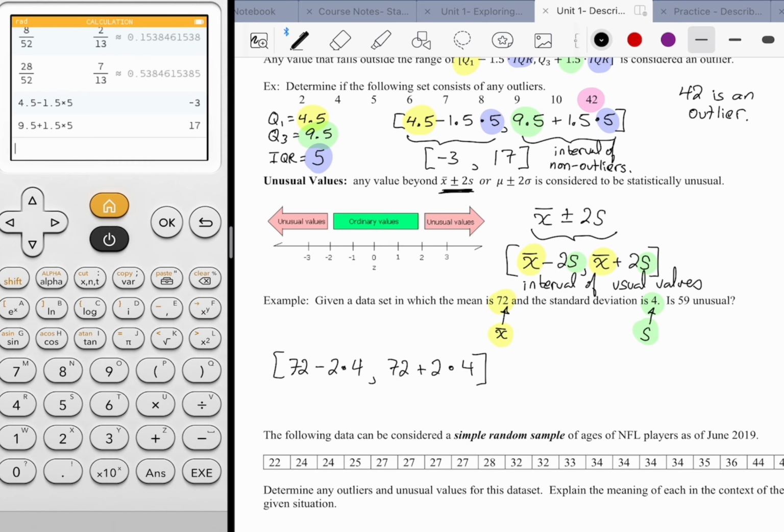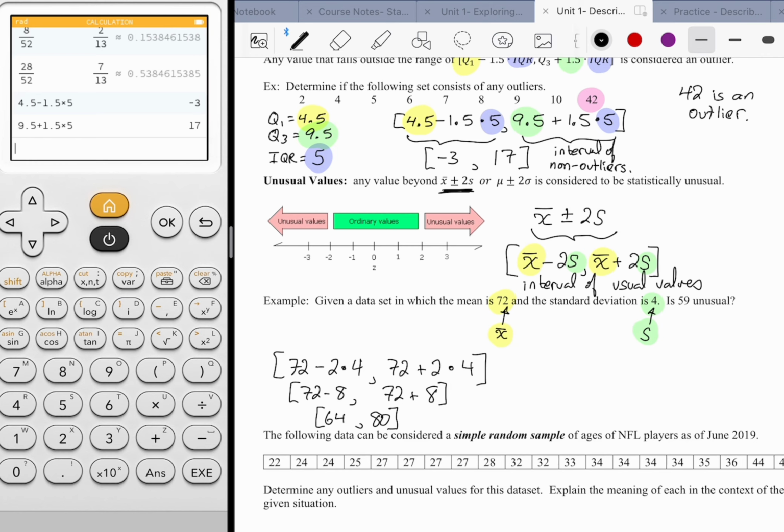One of the reasons why we do so much stuff on Excel, Google Sheets, is because we set it up the one time and then you could replace the data and use it over and over again. So you don't always have to run the numbers. But this is really saying 72 minus 8, 72 plus 8, so 64 to 80. These are the usual values.